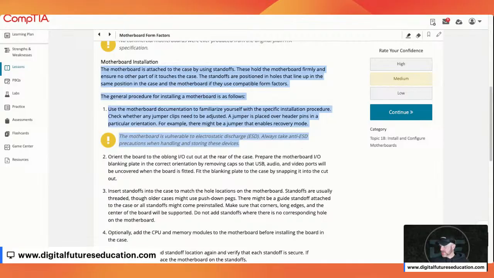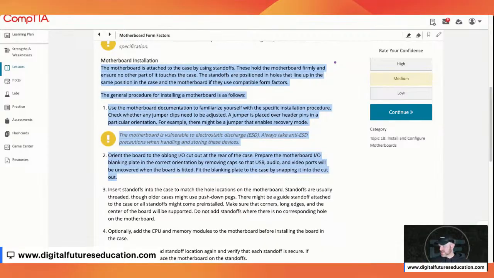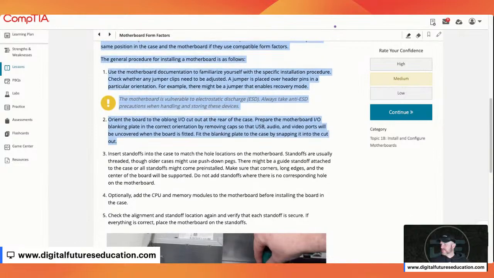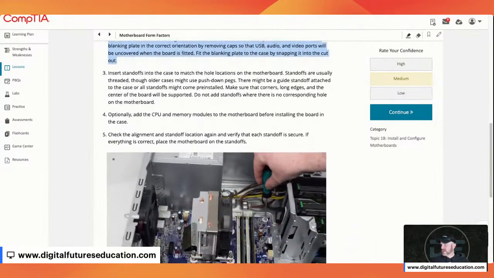Check whether any jumper clips need to be adjusted. A jumper is placed over any header pins. Orient the board to the oblong input output. So you're matching the input output ports to the shape of the case. You're going to utilize the standoffs to make sure that the hole locations match up.